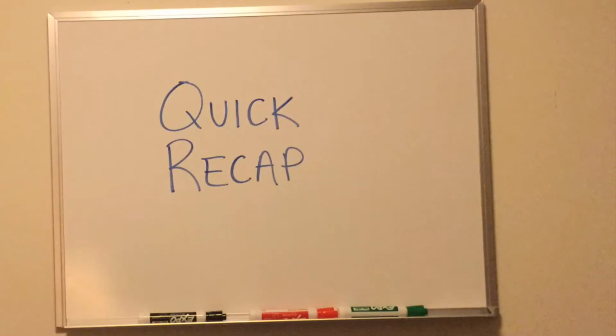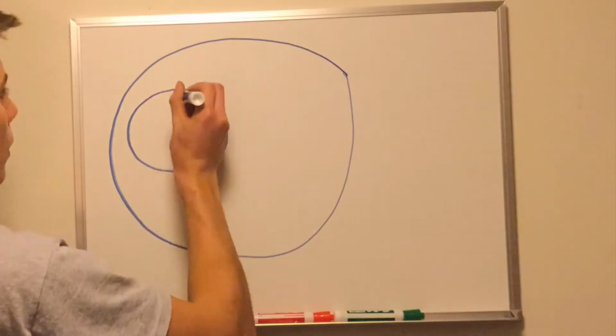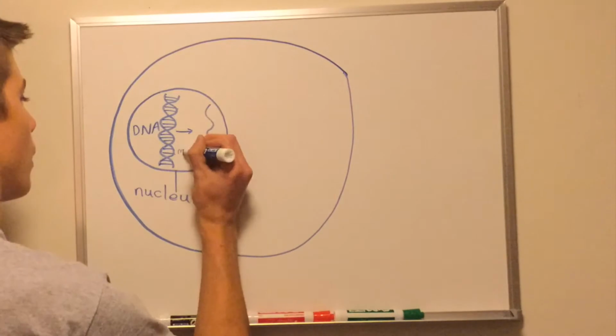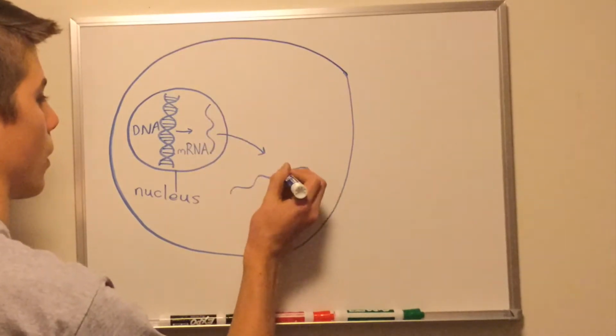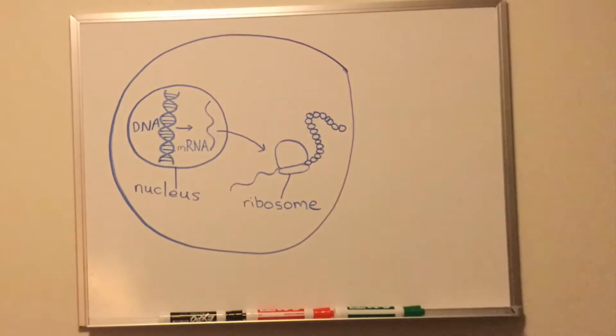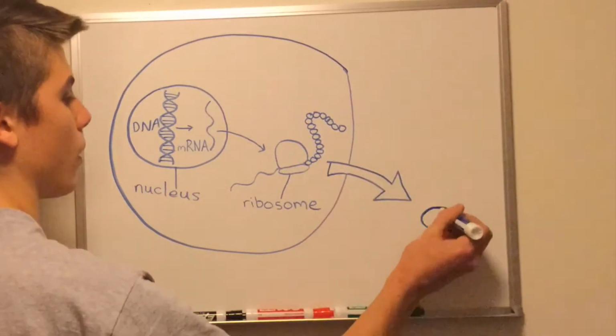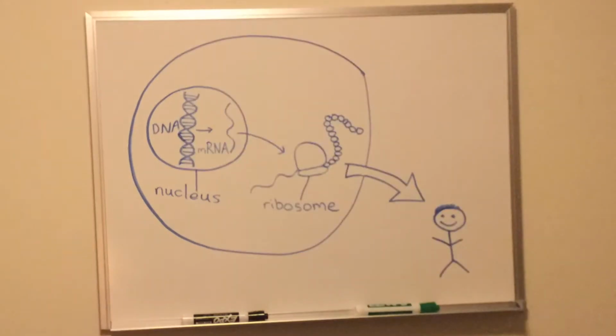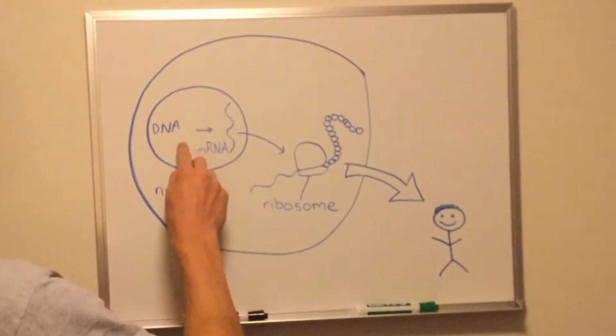Let's begin with a quick recap. Recall that DNA, which is located in the nucleus, is transcribed to mRNA, which is then translated to a protein at the ribosome. The proteins produced here are vital to the functioning of our bodies. But what happens when the segment of DNA that codes for a protein is faulty or missing?